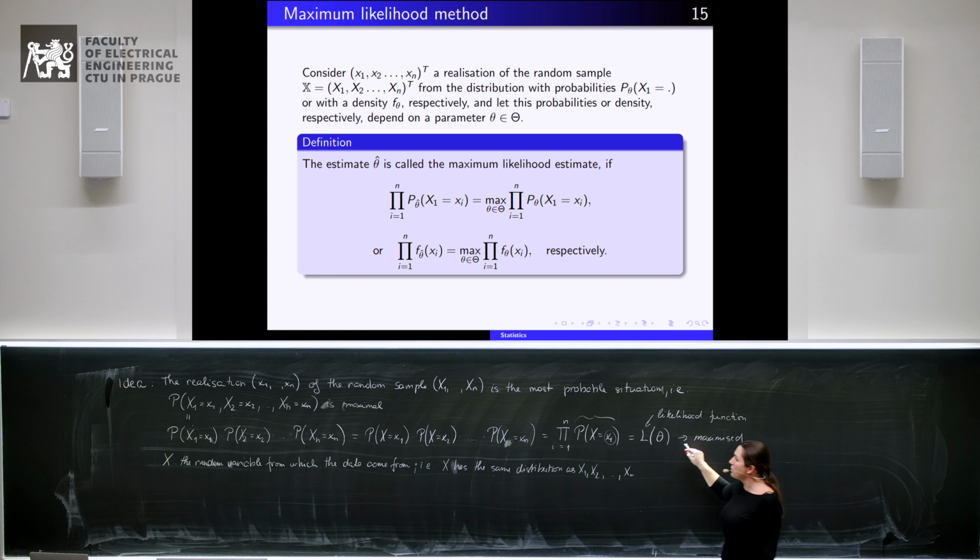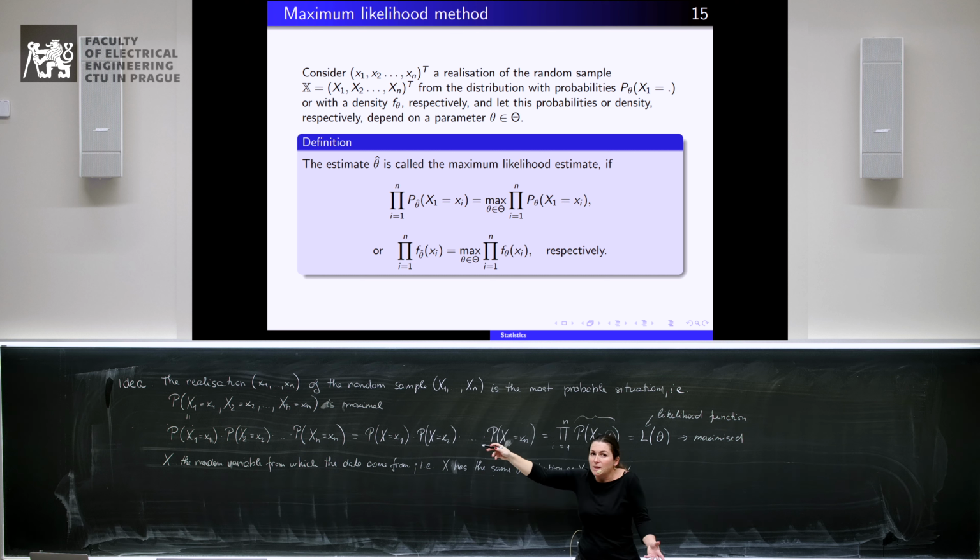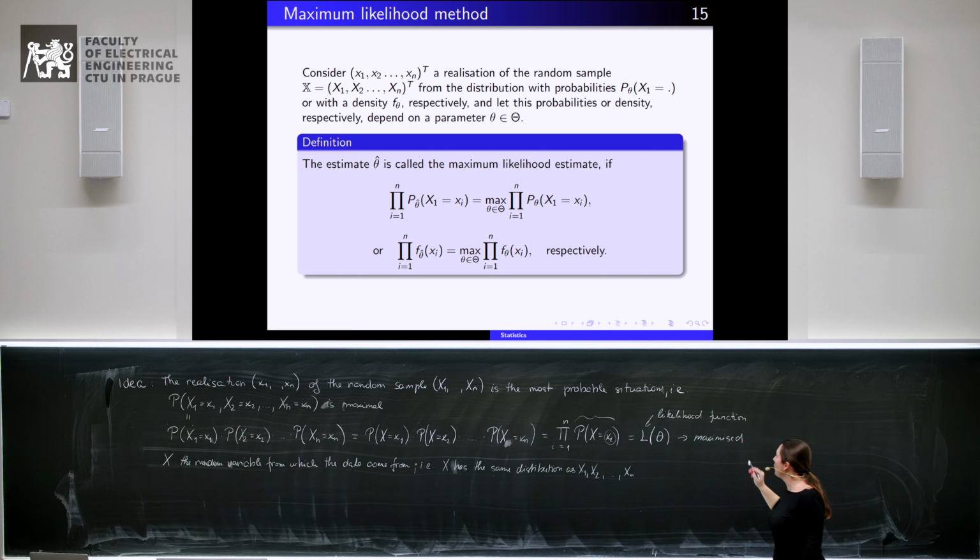And because we suppose that this probability is maximal possible, we will look for such a parameter which causes this function to be maximal possible. How do we look for the maximum? It is looking for the extreme. So we need to calculate the derivative, set the derivative equal to 0, and solve this equation.